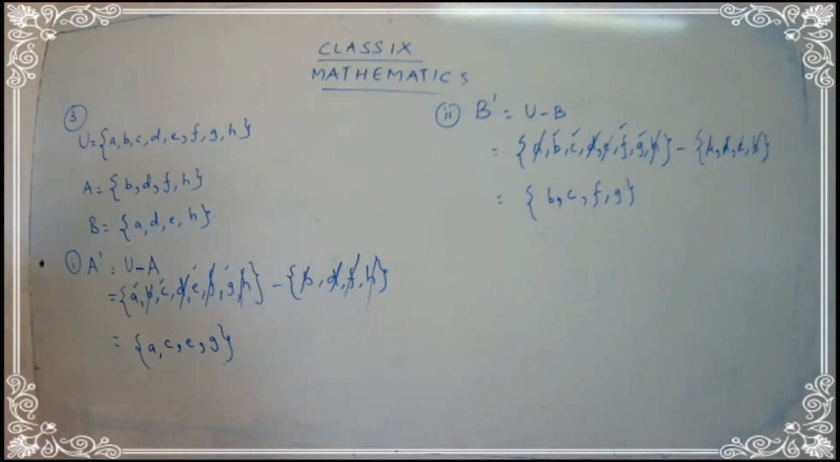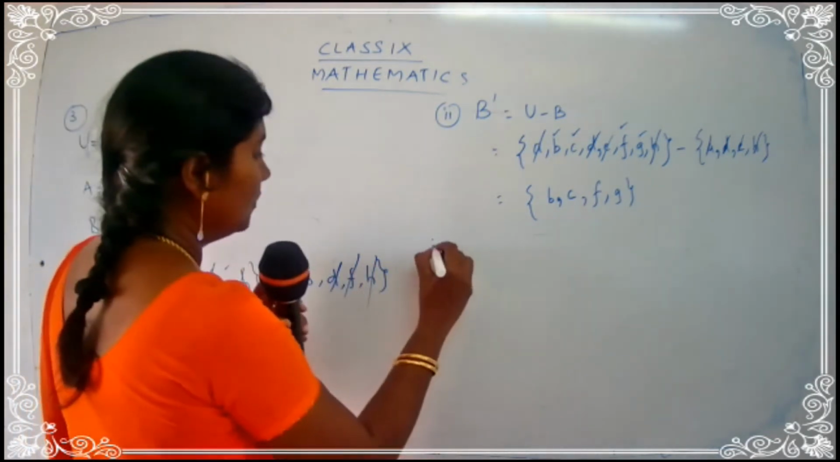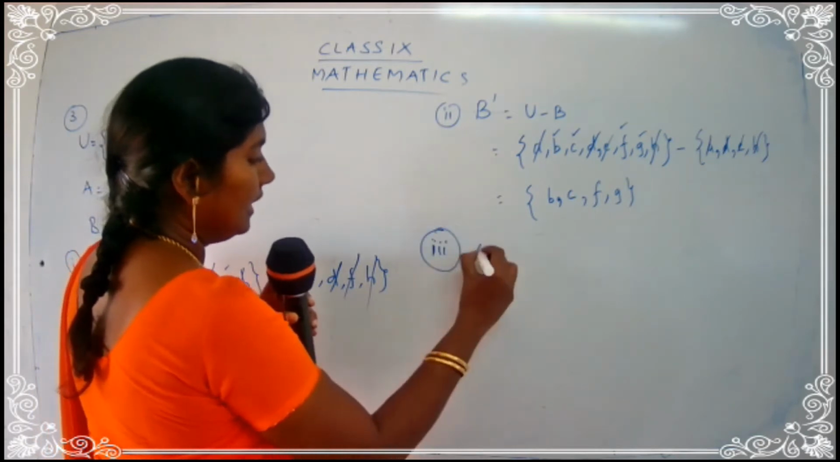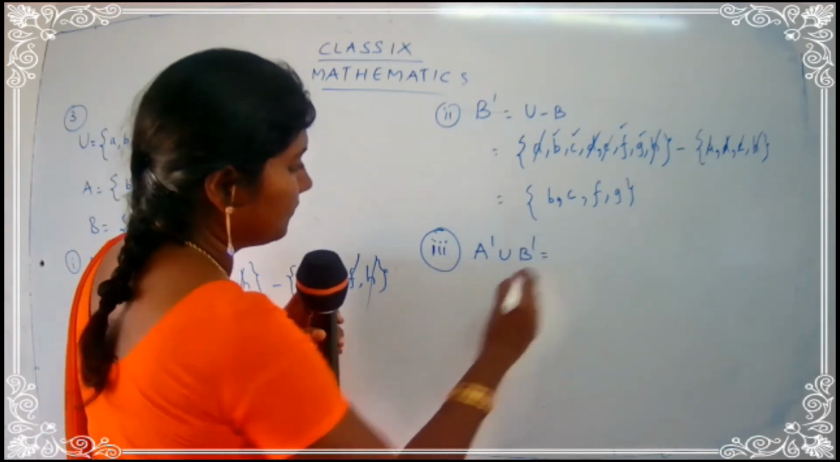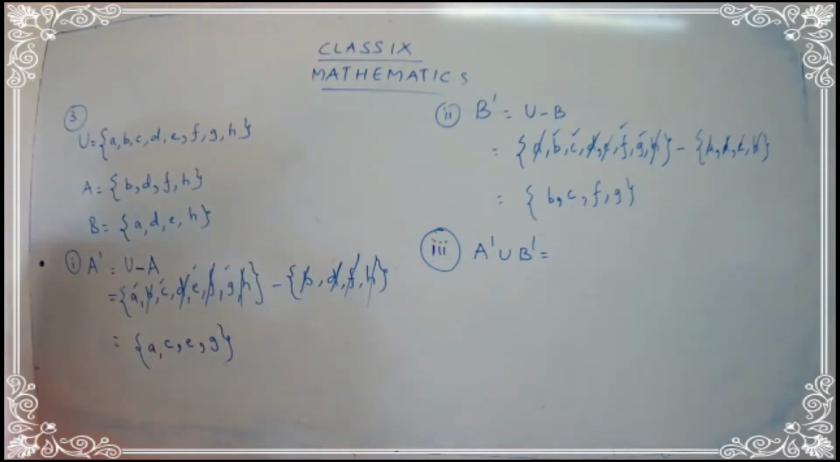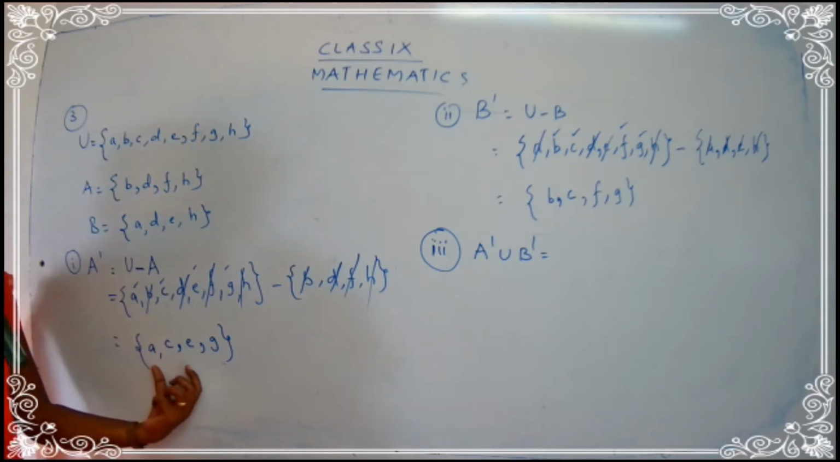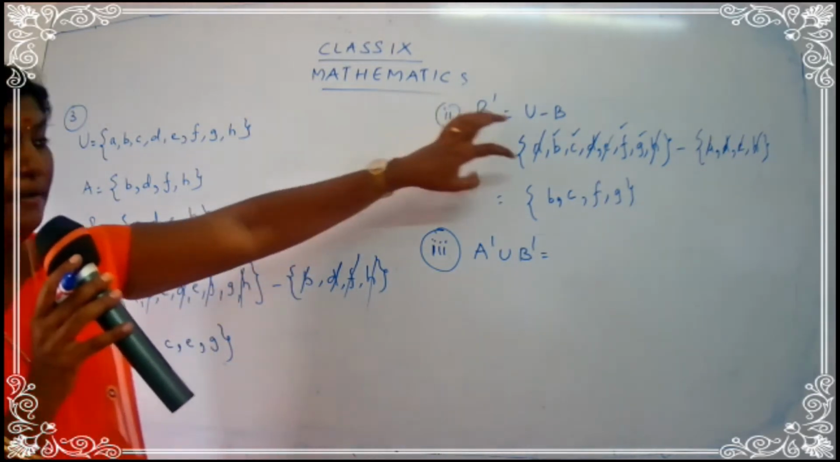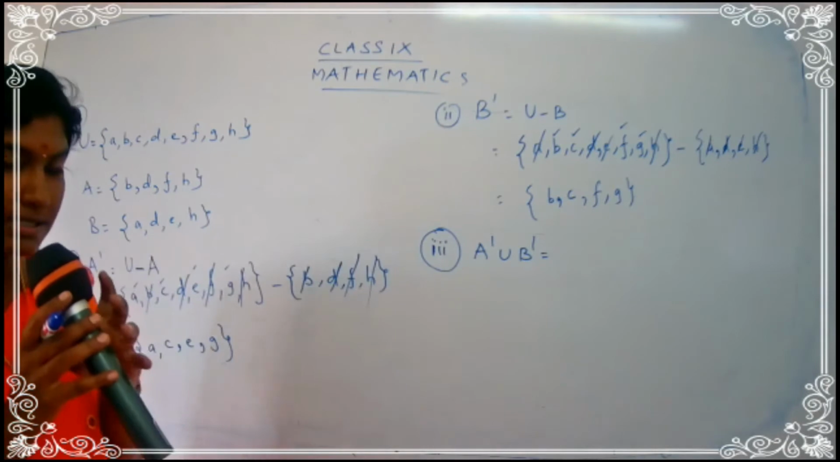What is the third subpart given to you? A dash union B dash. It's very simple. What are we going to do here? A dash union B dash. That means you are going to combine A dash and you are going to combine B dash. So let's write down the set members here.